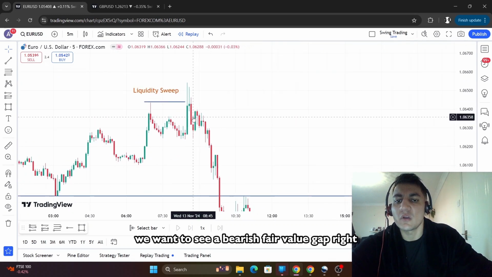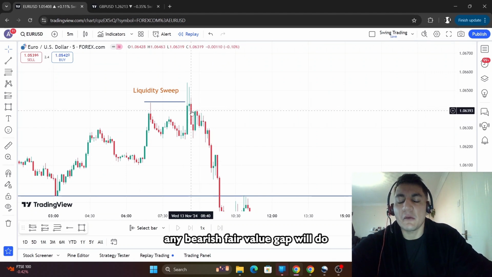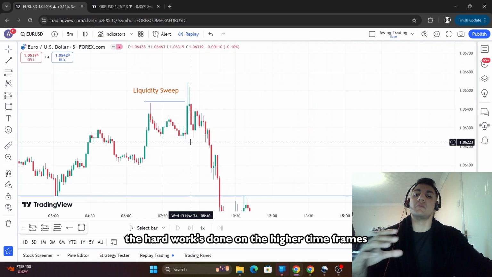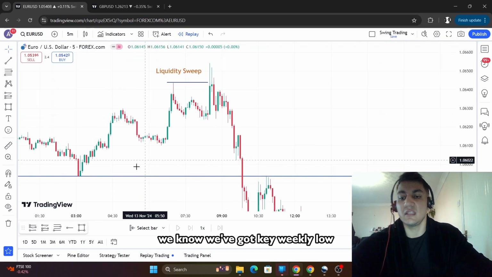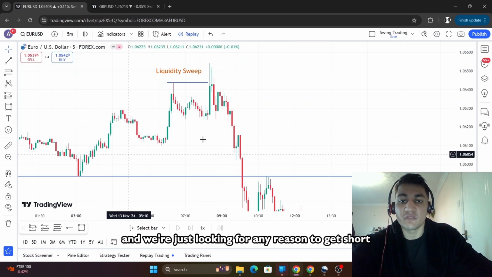And for that day, we want to see a bearish fair value gap, right? Ideally the bigger the better, but any bearish fair value gap will do because we've had our liquidity sweep. The hard work's done on the higher time frames. We know we're bearish on Euro. We know we've got a key weekly low. We've got London's low, all at the same area. And we're just looking for any reason to get short.